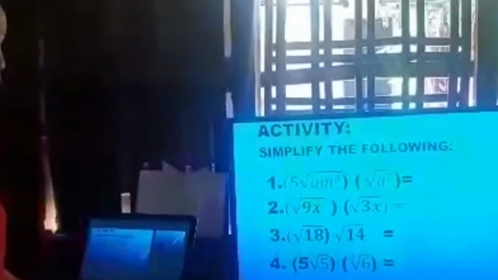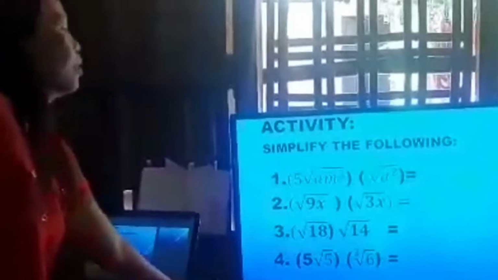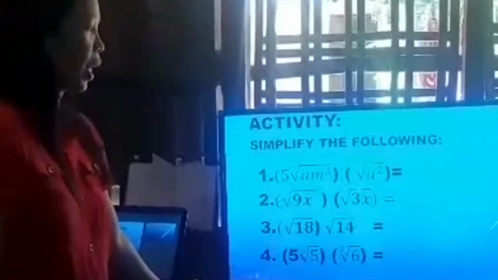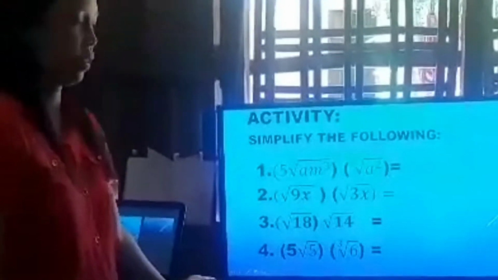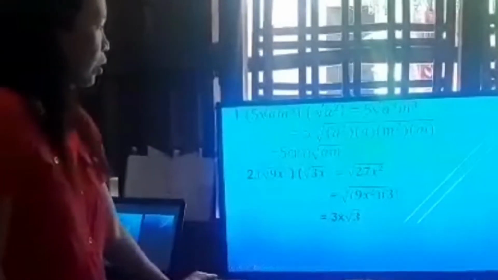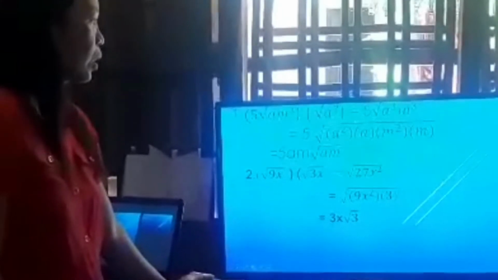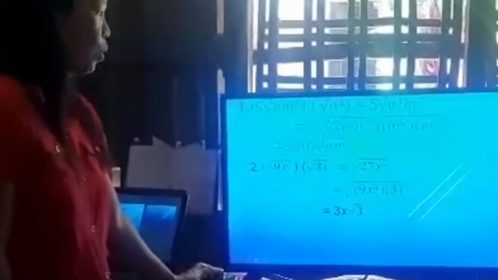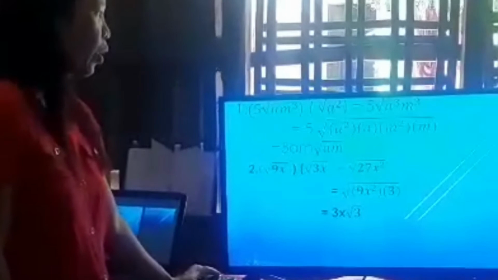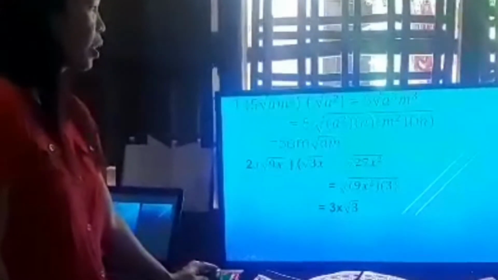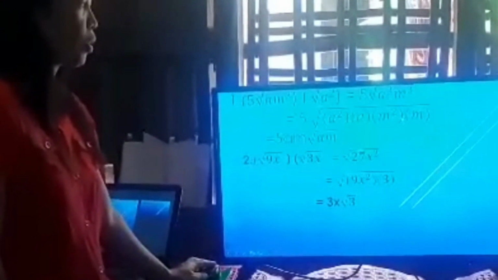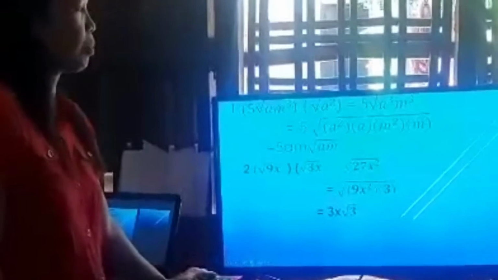We have number 1. The problem is 5 times the square root of e cubed m cubed. So we have this 5. We're going to factor e cubed and m cubed, which is e squared times e. M cubed, the factor of m cubed is m squared times m.